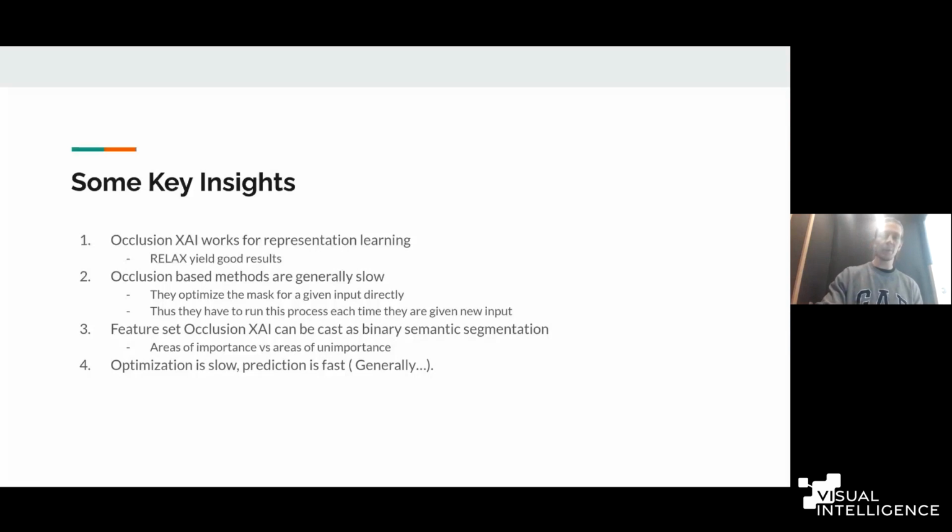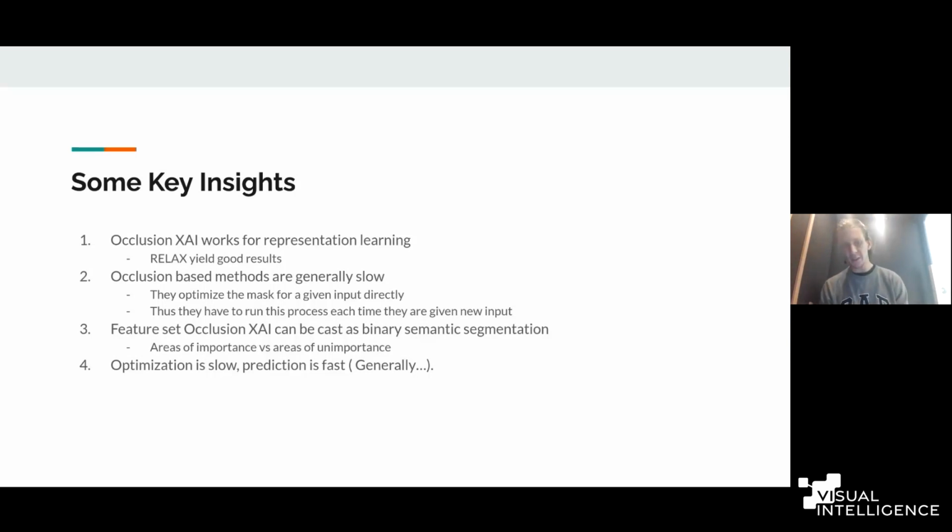Then the other problem, of course, is that the occlusion-based methods are generally slow, and that is because, on average, most occlusion-based methods take one input image, and then they run the optimization process. For example, with Relax, we randomly mask that specific image. But that means if you want to run many different images, then you have to do the optimization process for each single one. That means it's fairly slow, especially in large throughput systems.